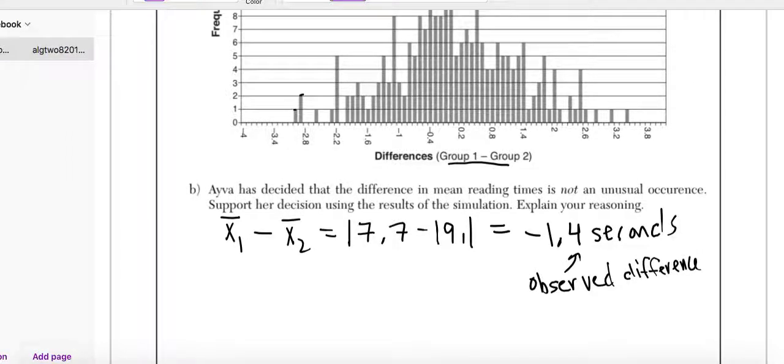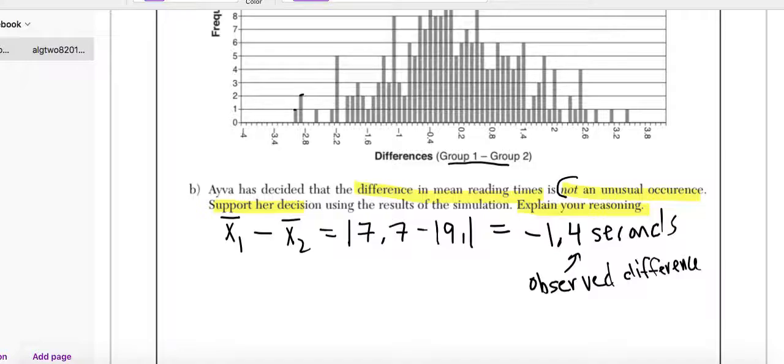Avia has decided that the difference in mean reading times, which was negative 1.4 seconds, is not an unusual occurrence. Support her decision using the results of the simulation. Explain your reasoning. So guys, this is all about statistical significance.